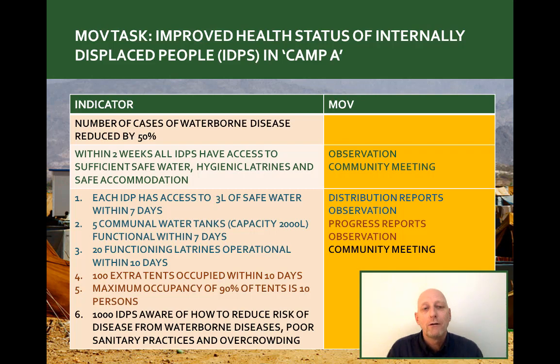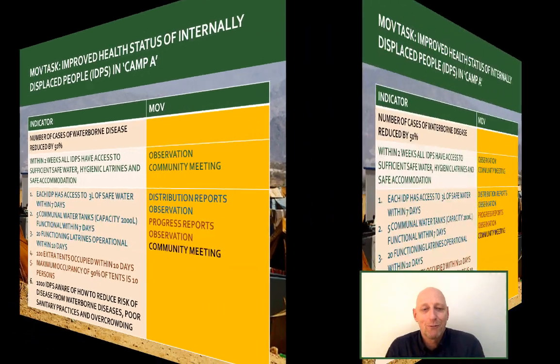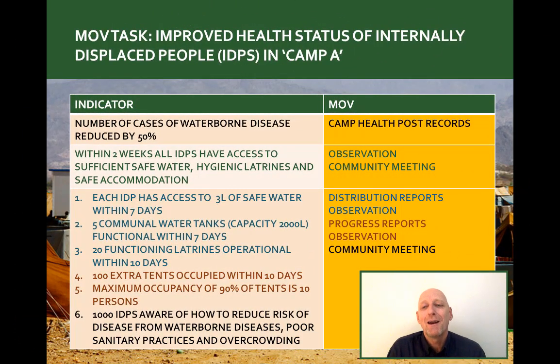And how are we going to know if the number of cases of waterborne disease are reduced by 50%? Observation won't work, focus group discussion won't work, distribution reports won't work, but we can access the camp health post reports and see there if those cases are falling. So that's our means of verification at that level.